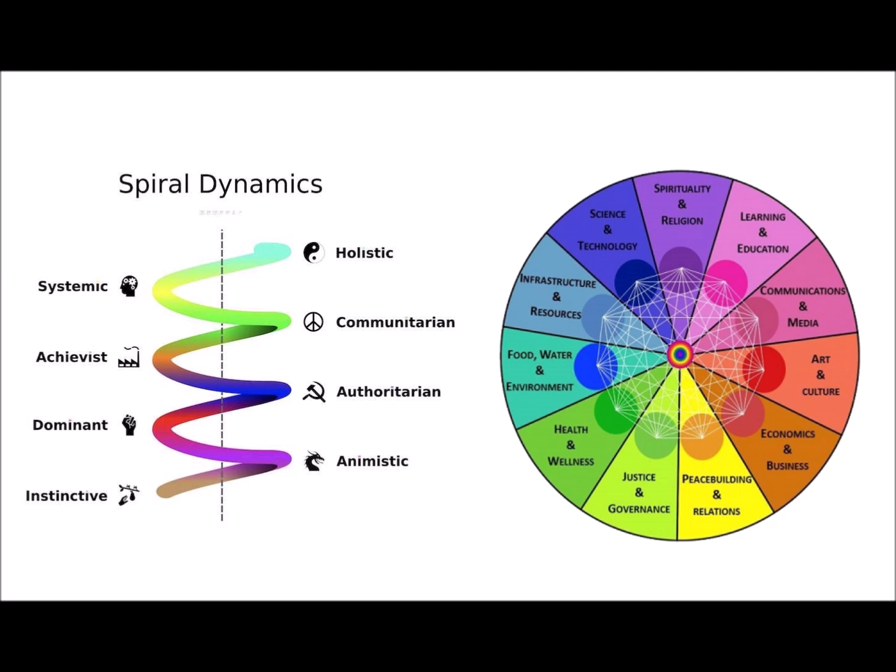Exactly. And each sector of the wheel is interconnected. So progress in one area can have positive effects on all the others. I'm really curious to hear more about these 12 sectors. What are they and how do they fit together? Let's start with the inner circle, which focuses on personal growth and well-being.